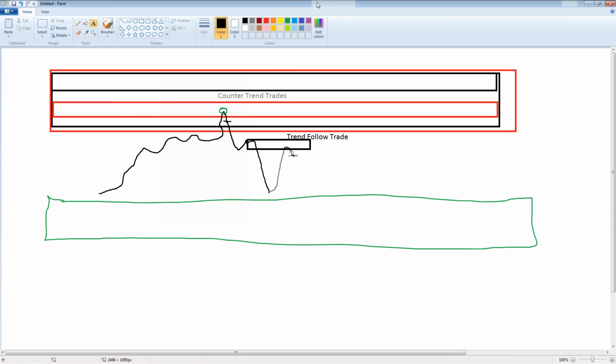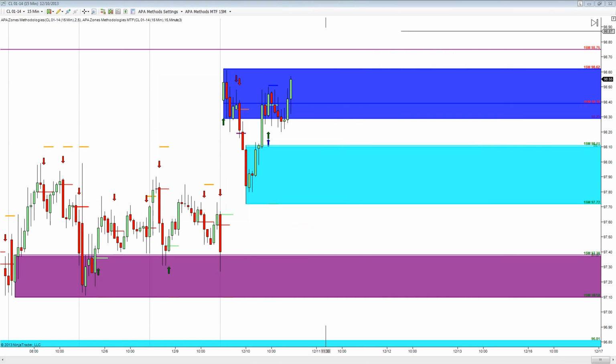Sure, we can see some bigger time frames on the CL charts.